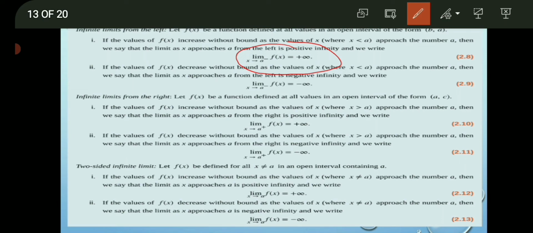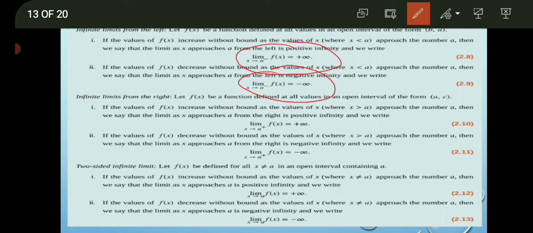But if the values of f of x decrease without bound as x approaches a, where x is less than a, we can express the idea by this: the limit as x approaches a from the left of f of x is equal to negative infinity.